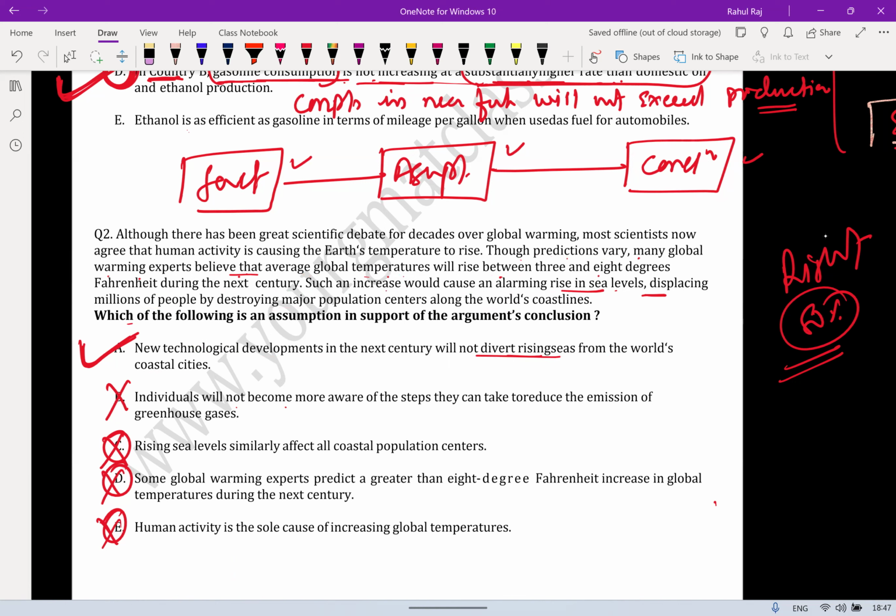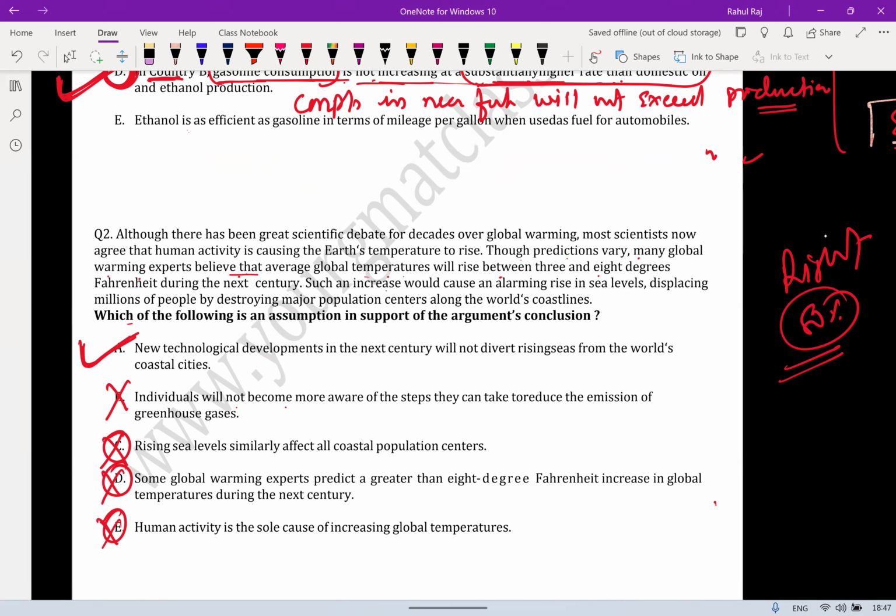Check here now. Now I'm coming down to simple pre-thinking logic, guys. What is pre-thinking? Pre-thinking is nothing but the answer choice that is given to you. For pre-thinking, you have to just understand one thing. What I have told you, assumptions are always in support of a conclusion. The author has concluded that such an increase would cause an alarming rise in the sea level, displacing millions of people by destroying major population centers. Now, this is a true conclusion that the author has made.